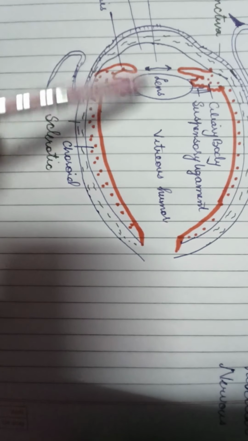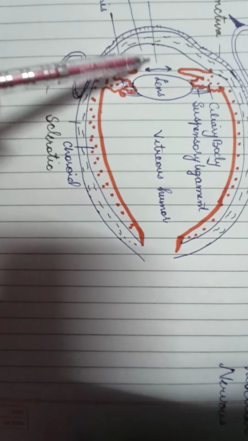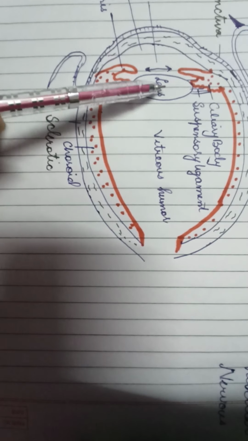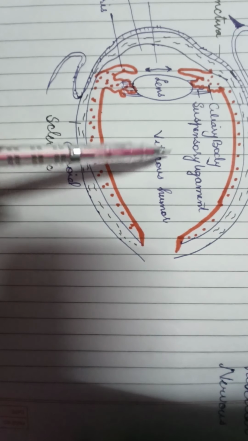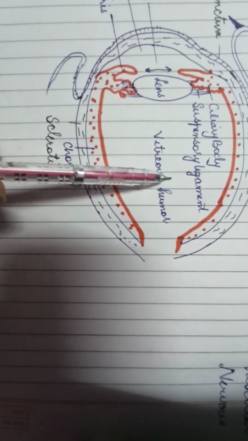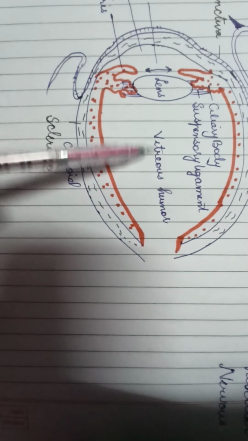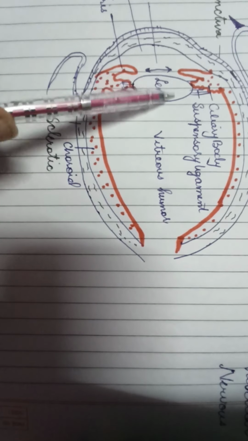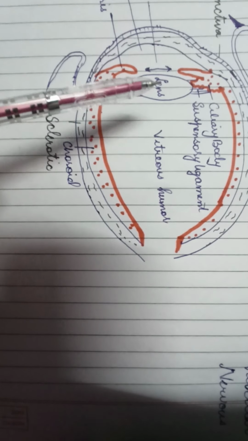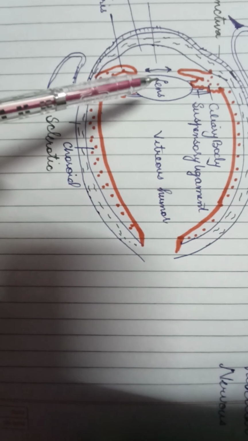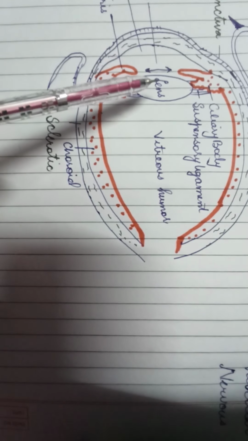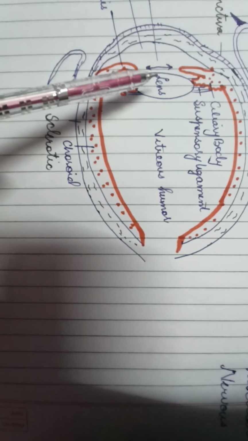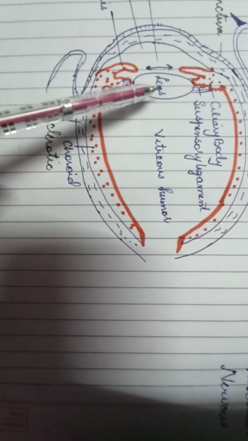Now there is a liquid over here. This liquid is called the aqueous humor, and the fluid which is behind the lens is called the vitreous humor. So they are providing moisture, or you can say lubrication, to the lens. It does not let the lens get opaque.